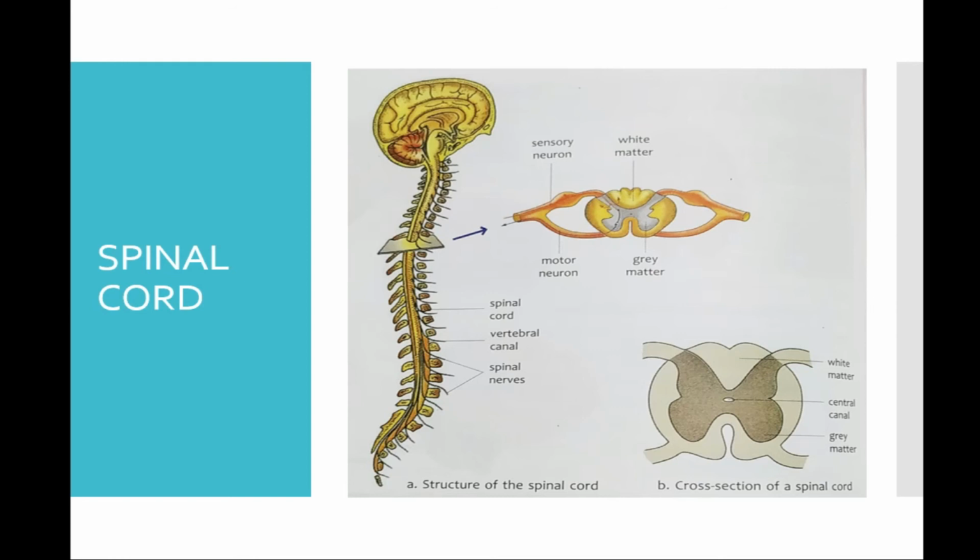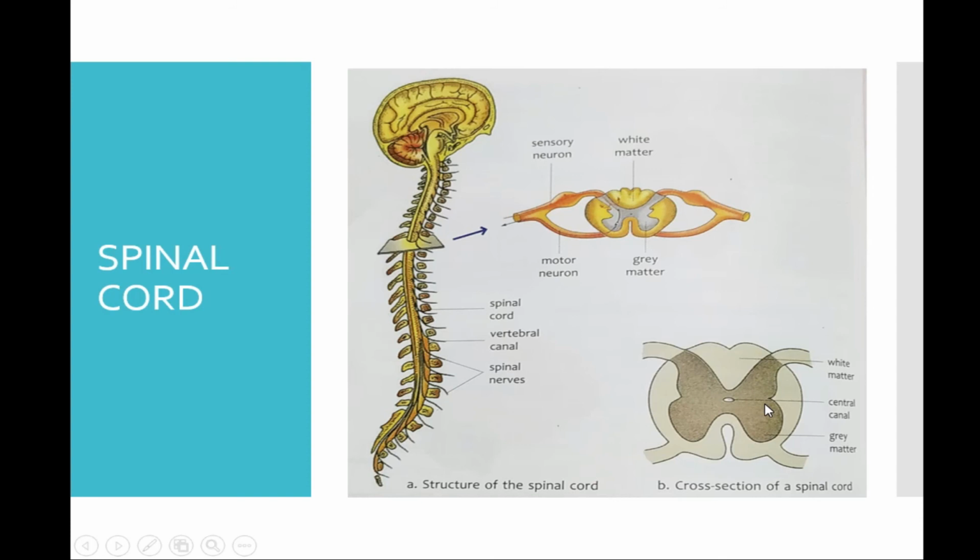And there is a cross section of the spinal cord which shows two similar halves fused together to form a small canal. Can you see? There are two parts joined, and there is a central canal here. It contains the cerebrospinal fluid. This central canal is surrounded by an H-shaped structure. If you see the structure, it looks like a butterfly, or you can say it looks like an H-shaped area.